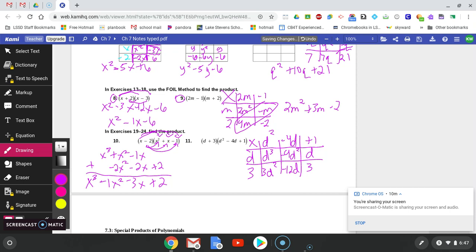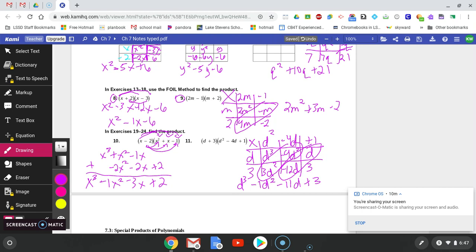So now I'll combine my like terms. I have d to the third power. These are like terms, so negative 4d and a positive 3d is a negative 1d squared. Negative 12d and a positive d is a negative 11d, and then I have my plus 3.